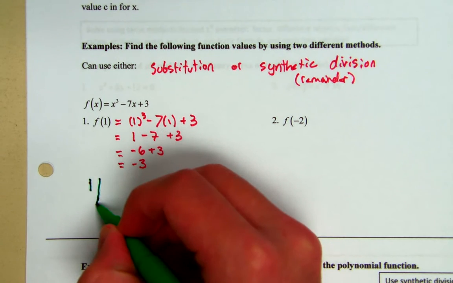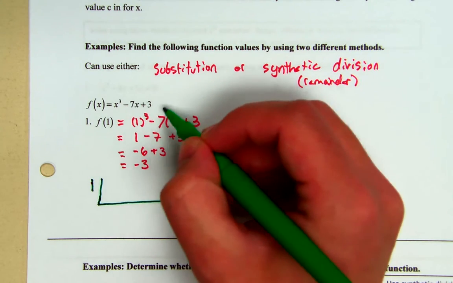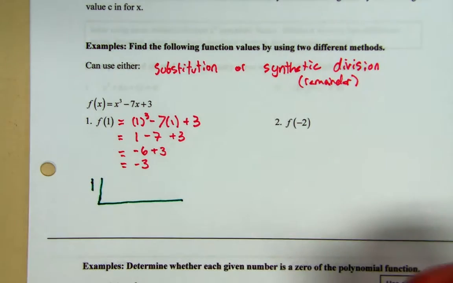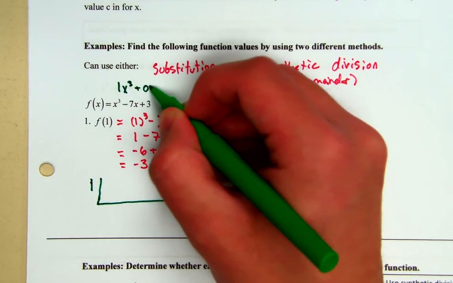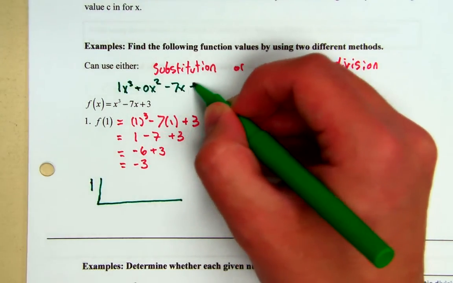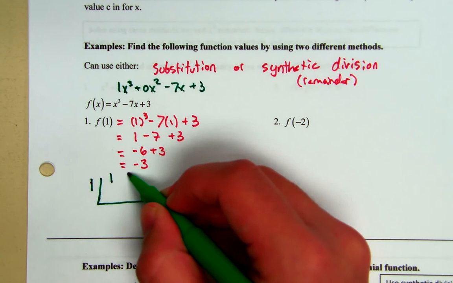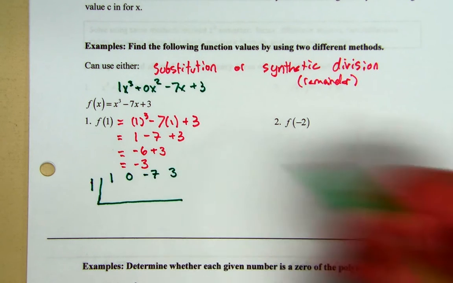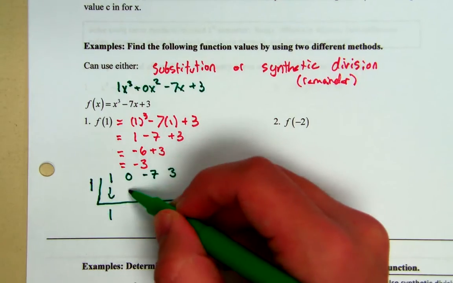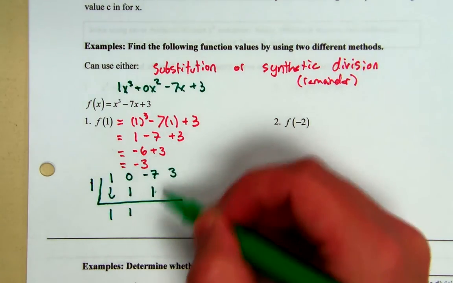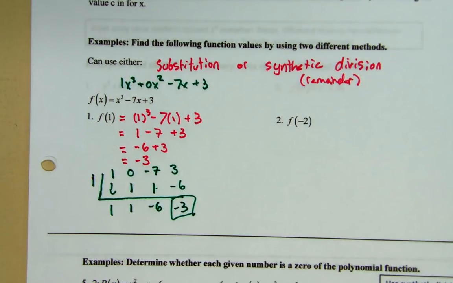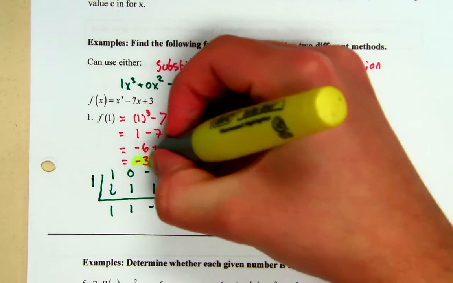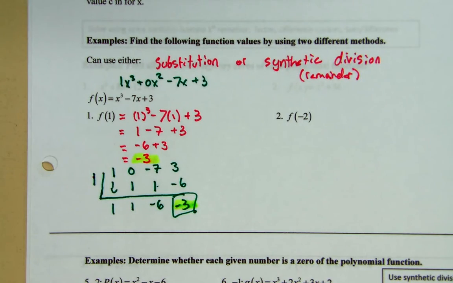Now let's show synthetic division. Going back to our original function, we have to make sure there are no missing terms. x squared is actually missing. So let's rewrite this as x cubed plus 0x squared minus 7x plus 3. So I know I need 1, 0, negative 7, and 3. Bring down the 1. 1 times 1 is 1. Add, 1. 1 times 1 is 1. Add, negative 6. And we get negative 6, negative 3. And notice how our answers here both match. We got negative 3 by substituting, and we got negative 3 by synthetically dividing.